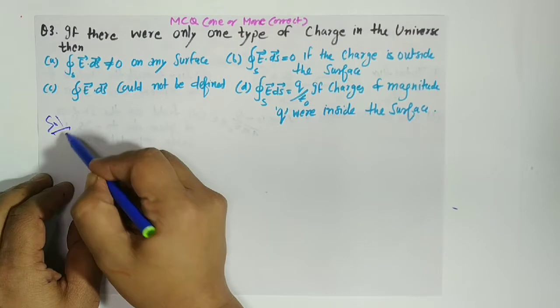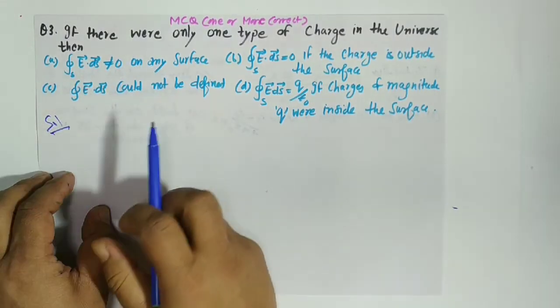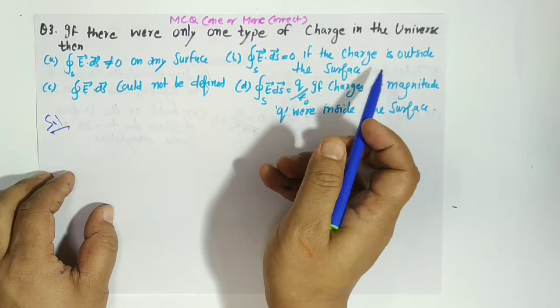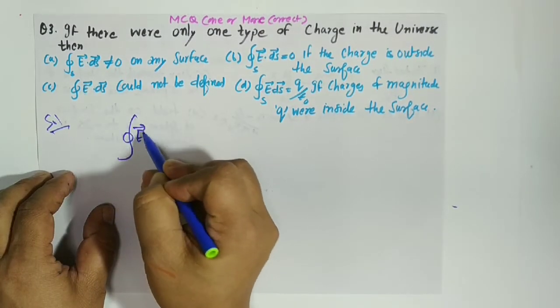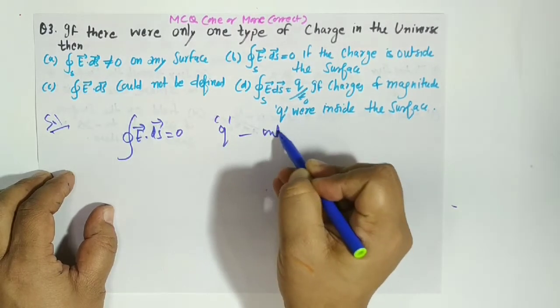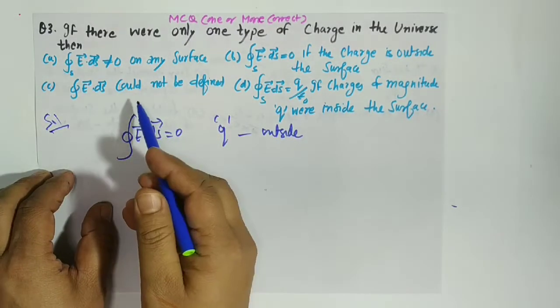Now I think all of you know that E dot ds cannot be 0 on any surface. This is not an option. B is right because E dot ds is 0 if the charge is outside the surface. So we know that E dot ds is 0 if the charge is outside. We know this. Then E dot ds could not be defined. Again, there is no logic in this.